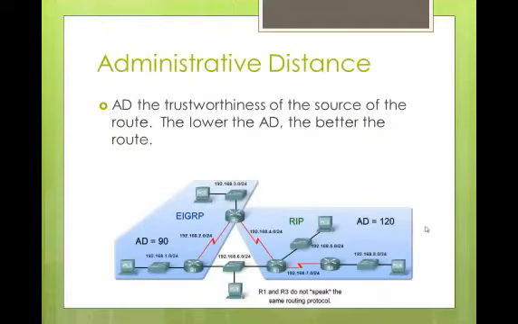Administrative distance is also mentioned in this chapter. Administrative distance is the trustworthiness of the source of the route. The lower the administrative distance, the better the route.